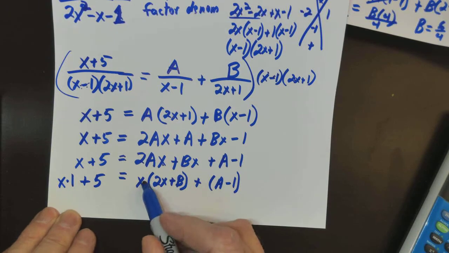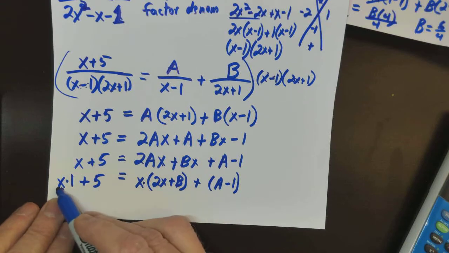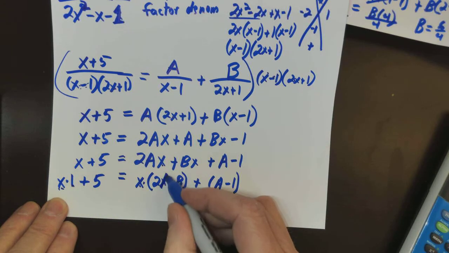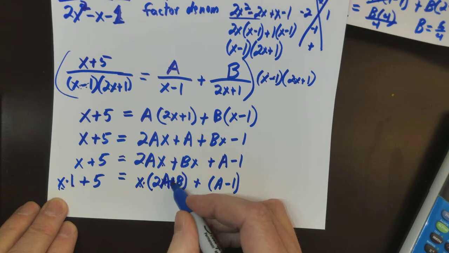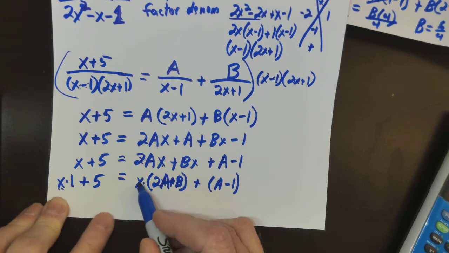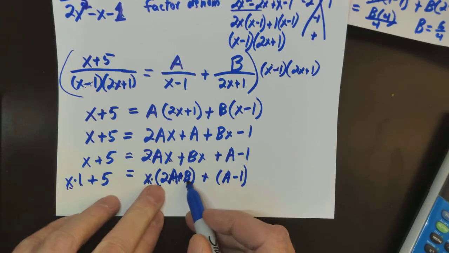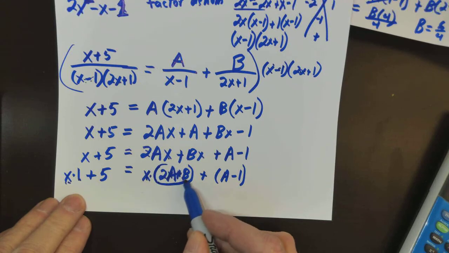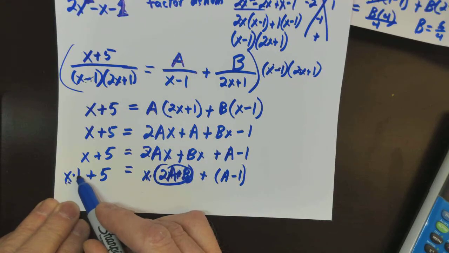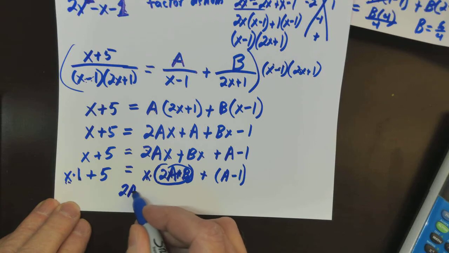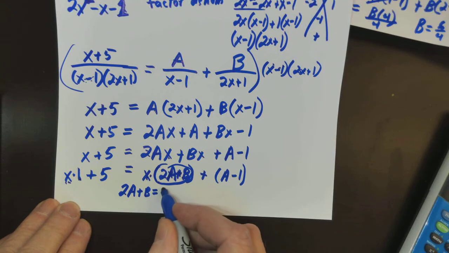Now I want you to see this correspondence here. Here's the x times 1. Here's the x. Change that in your notes: 2a plus b, x times the 2a plus b. Now, this part right here is the coefficient of x here, which is 1. So I've got 2a plus b is equal to 1.